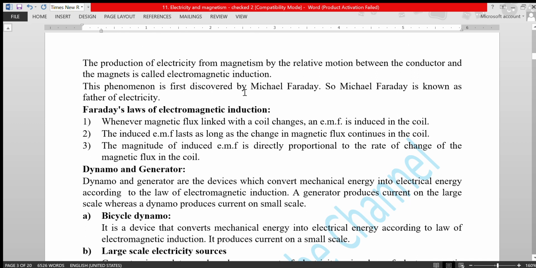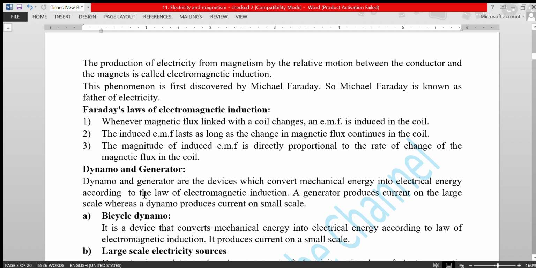This phenomenon was first discovered by Michael Faraday. So Michael Faraday is also known as father of electricity. Michael Faraday's laws of electromagnetic induction. First law: whenever magnetic flux linked with the coil changes, an EMF is induced in the coil. Second law: the induced EMF lasts as long as the change in magnetic flux continues in the coil. Third law: the magnitude of induced EMF is directly proportional to the rate of change of magnetic flux in the coil.